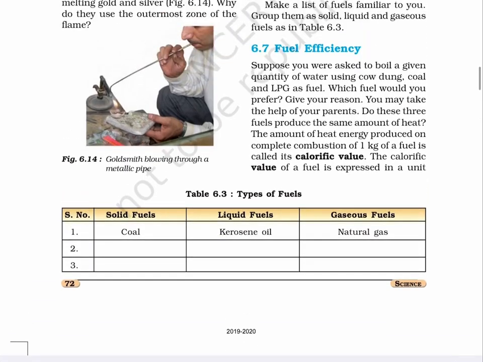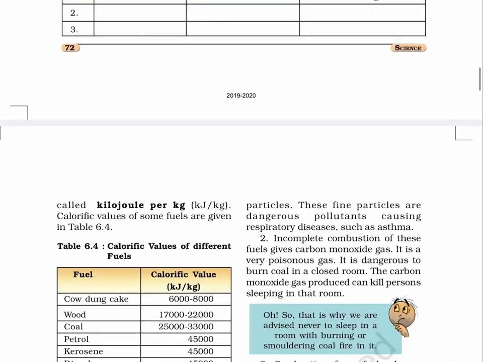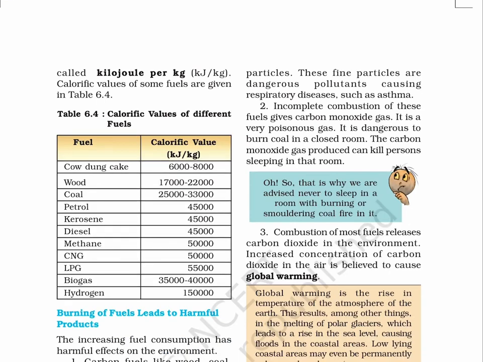6.7. Fuel efficiency. Suppose you were asked to boil a given quantity of water using cow dung, coal, and LPG as fuel. Which fuel would you prefer? Give your reason. You may take the help of your parents. Do these 3 fuels produce the same amount of heat? The amount of heat energy produced on complete combustion of 1 kg of a fuel is called its calorific value. The calorific value of a fuel is expressed in a unit called kilojoule per kg, kJ per kg.